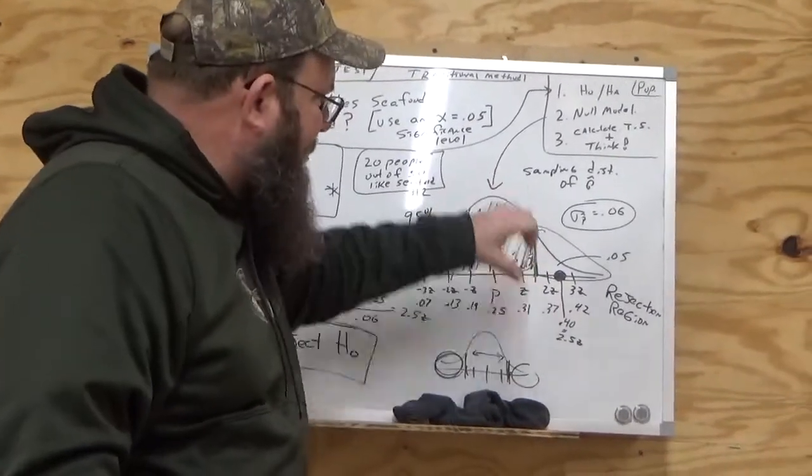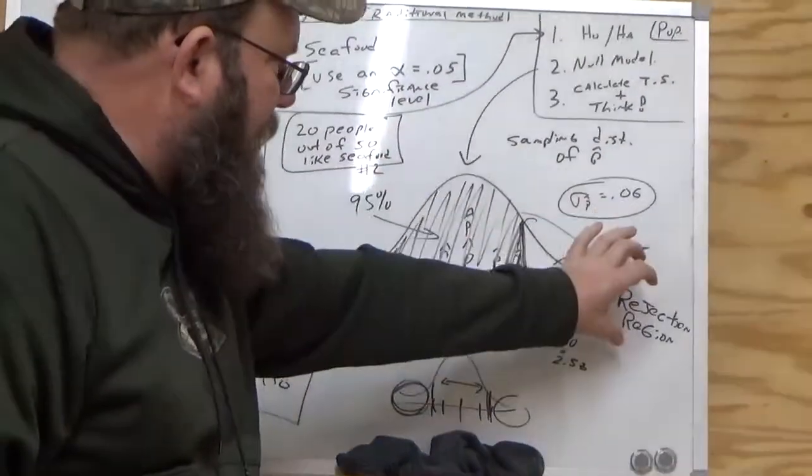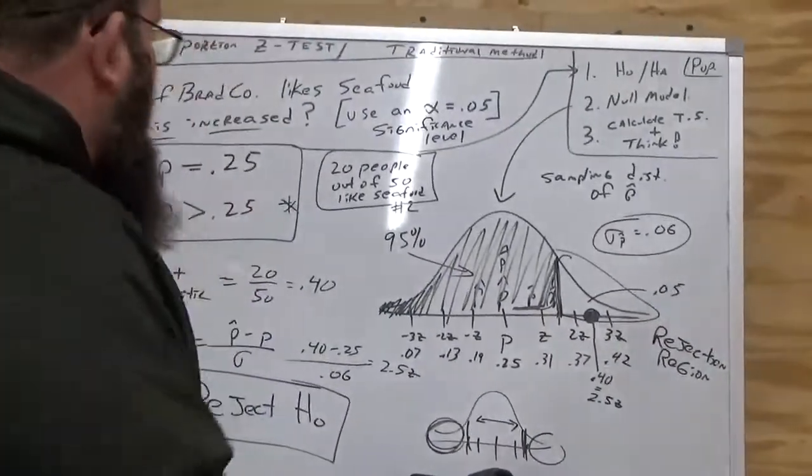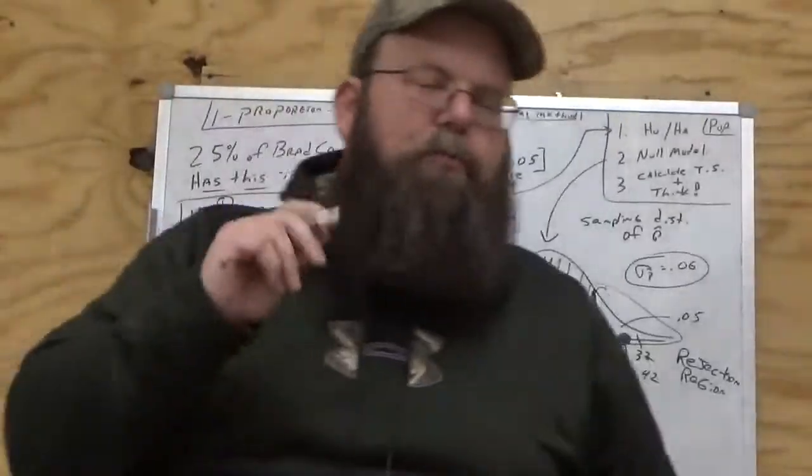You would not expect it to fall in here. It's not falling in here. So since it's out there, it's in the rejection region. So what we're going to say is we're going to reject this p equals 0.25 and say, you know what? It's probably not true.